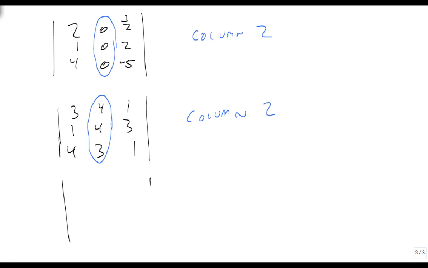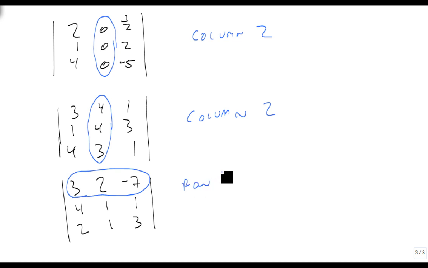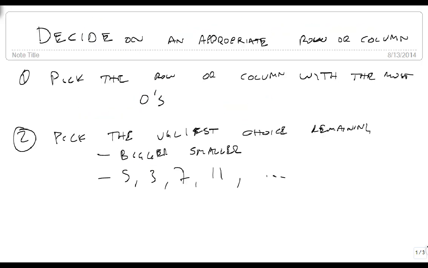For instance, if I had this one of 3, 2, minus 7, 4, 1, 9, let's not make that a 9, let's make it a 1 as well, 2, 1, 3. The ugliest piece here is this row right here. So here I would pick row 1 because that minus 7 is ugly, and the 3 and the 2 are about the same, but the 2 and the 1, I like the 2 better than I like the 1, so I'd pick that row. At the end of the day, it doesn't matter which one you pick, but by carefully selecting, following these rules, pick the one with the most zeros first, and then pick the ugliest one. That tends to make the problem easier down the road.